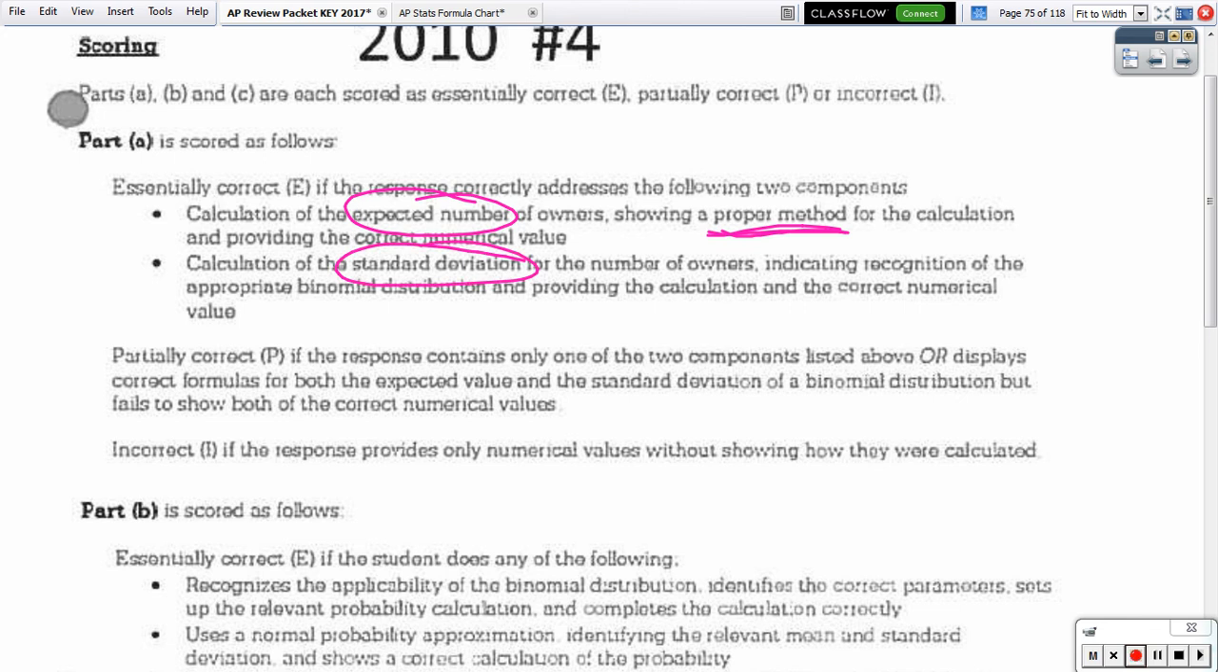All right. Partially correct if you only got one of those two items, or you display correct formulas, but you failed to show the correct numerical values. So if you don't put the numerical values into the formula and show that, you wouldn't have gotten back credit.